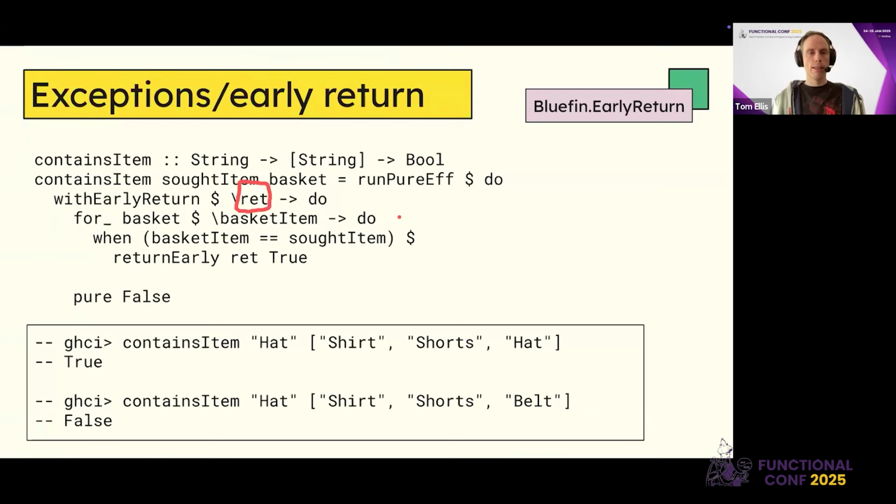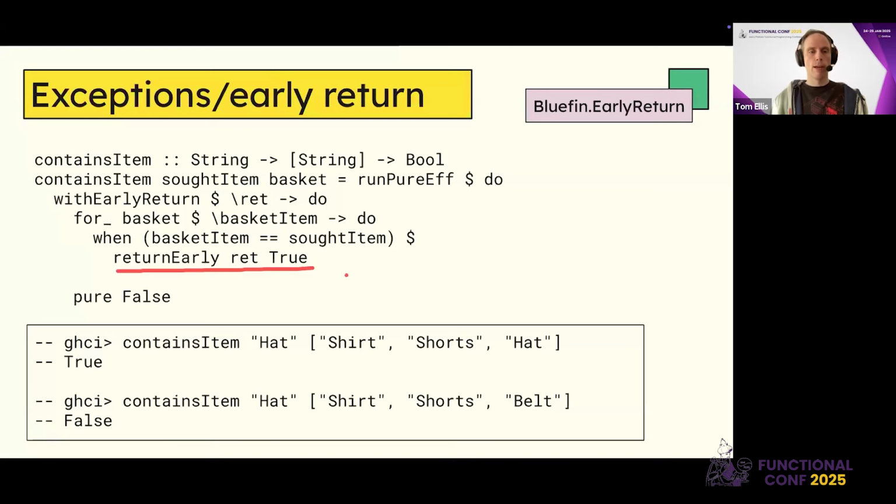So let's see how we use it in this case to find out whether the item exists within the basket. Well, we have a for loop again. So we're iterating over all the items in the basket with this for basket. And we get each item bound to this basketItem variable. So if the basketItem variable we're currently looking at is equal to the one that we were looking for, well, that's great. That's exactly what we wanted. So we can return early and say true.